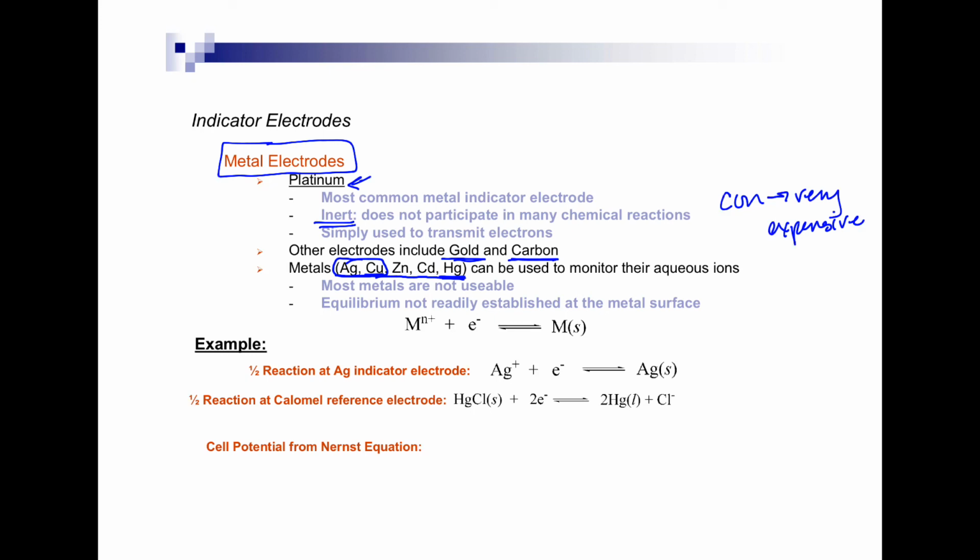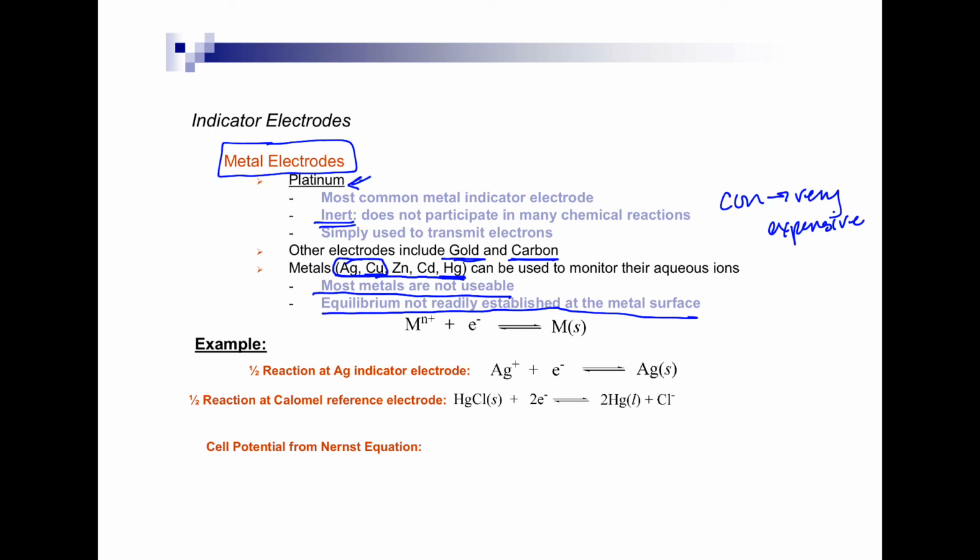So not all metals are usable. Kind of the money metals are the most usable. The reason why it's important that the metals are not easily oxidized is because when you have a metal that's very reactive, things like magnesium and sodium, what happens is they get an oxidative coating on their surface, and so you cannot establish an equilibrium on the metal surface if it has an oxidative coating.